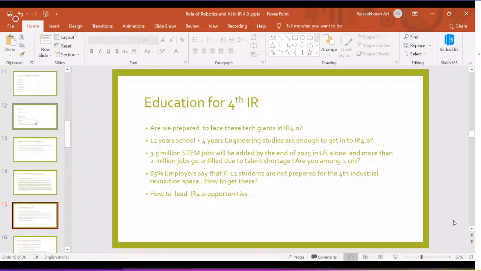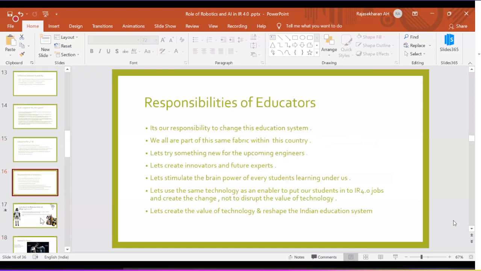Instead of that, parents want the students to try both, try medical and try engineering, and then decide at that time which one is better. So this strategy needs to be changed. So that's the fourth point. This is what we have found out right now about education for IR4.